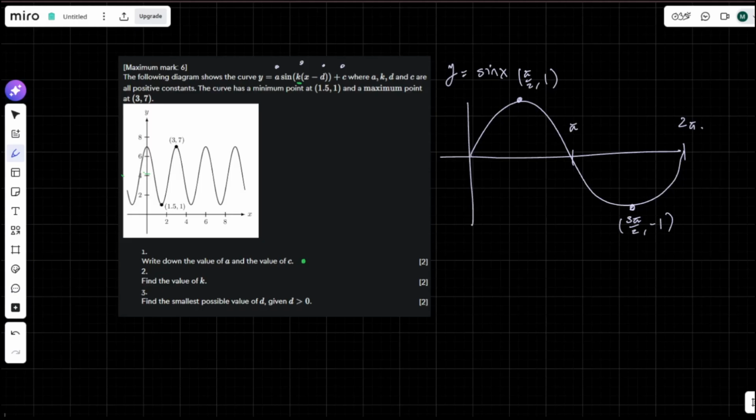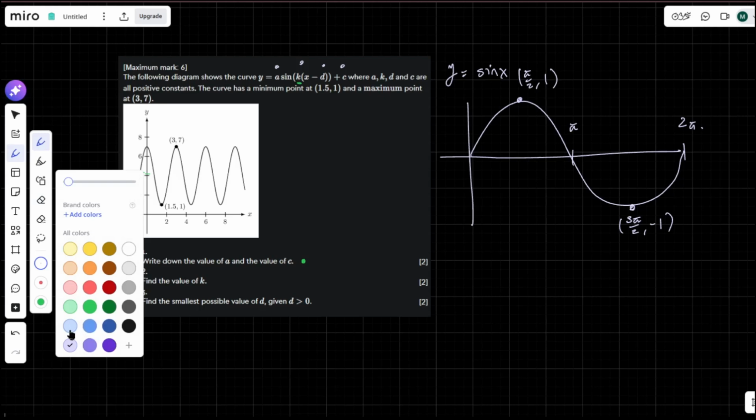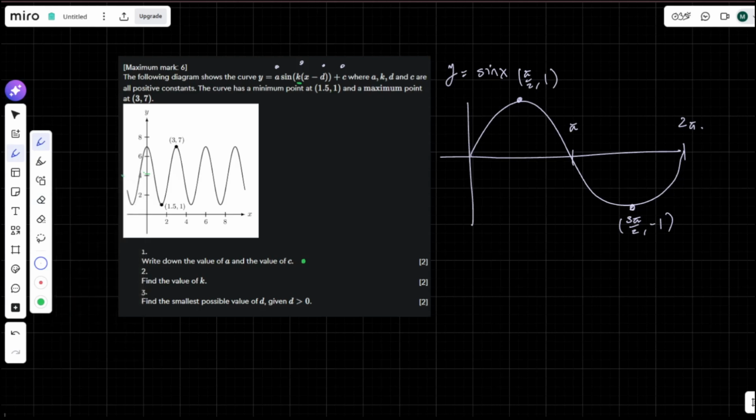So this is just going to help us get a sense of what changes we need to make to this graph in order to get the graph that's being described down here. All right, so for the first part, we're looking for the value of a and the value of c. So a and c in our function are the 2 y transformations. And we know they're y transformations because they're happening outside of the sine component of the function itself.